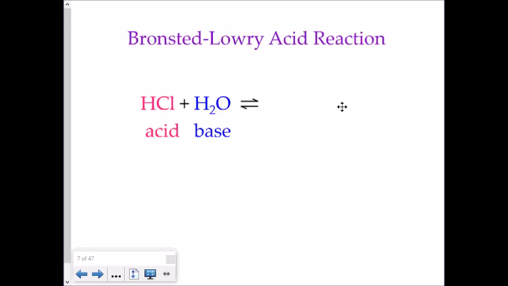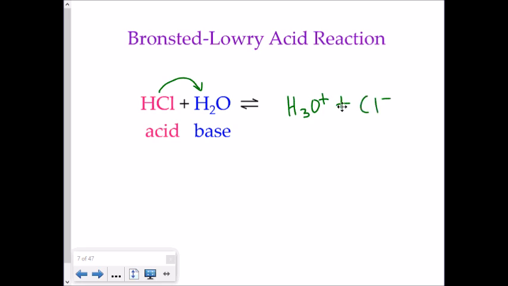But if we want to do the Bronsted-Lowry acid reaction, now we're going to be looking at it in terms of the acid reacting with the water. So we have an acid plus a base. We're going to have the acid donating the H to the base. I like to draw arrows. So over here, we're going to end up with what? H3O+, the hydronium, and the Cl minus.